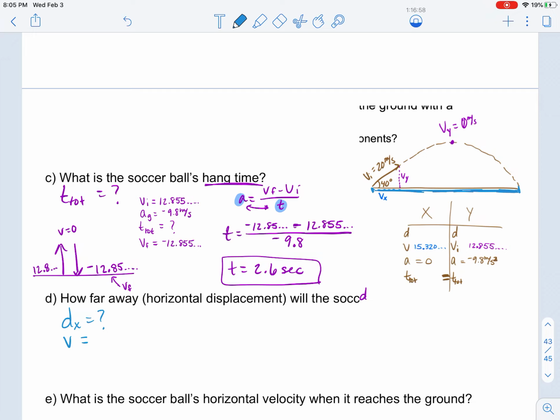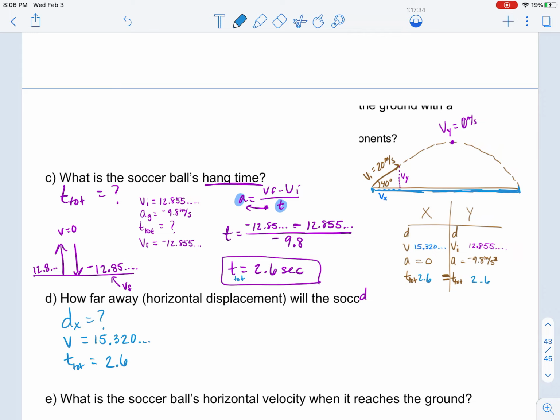My velocity in the X direction we calculated earlier with our trig is roughly 15.32. And then when we are calculating for horizontal, make sure that you are remembering that it must be your total time. So this 2.6 seconds in the previous question represented the total time. So that is this value here as well. This is the only value that is the same on both sides, all right? So I'm going to use my 2.6.